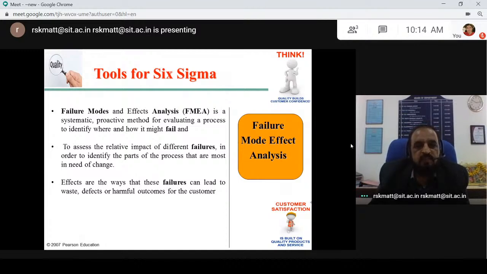The effects are the ways that these failures can lead to waste, defects, and harmful outcomes for the customers in future. So it is a proactive method. Before the product is released to the market or to the customer's hand, we need to conduct this FMEA analysis for the product design, and we must see that our product is failure free, so it can perform satisfactorily in the customer's hand. This is most important, FMEA.